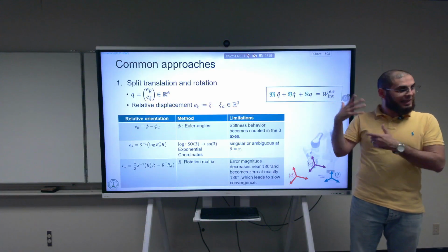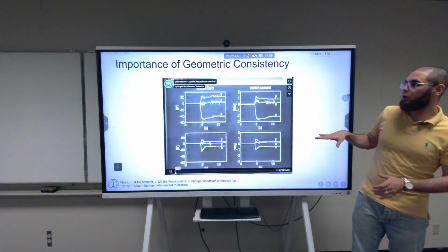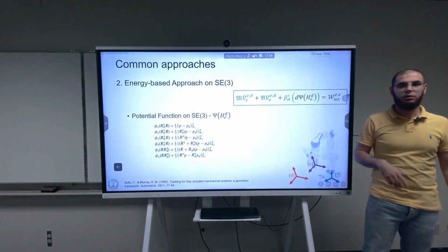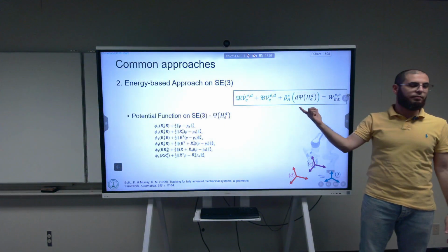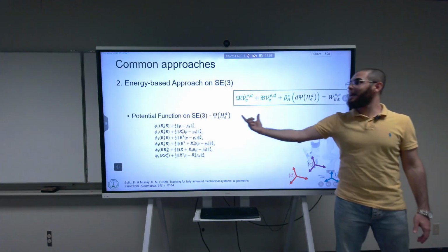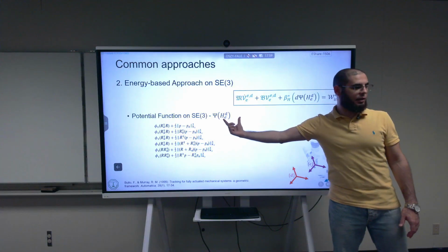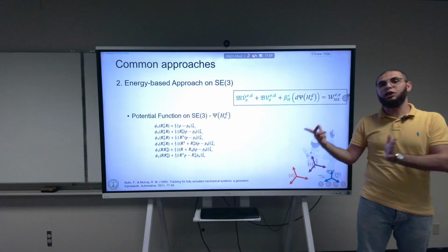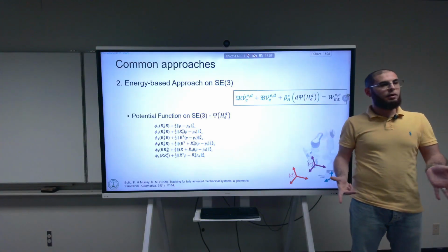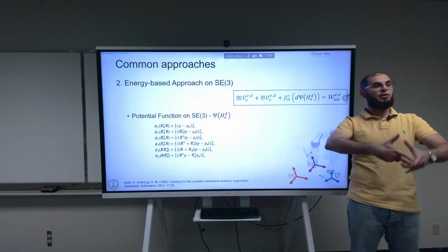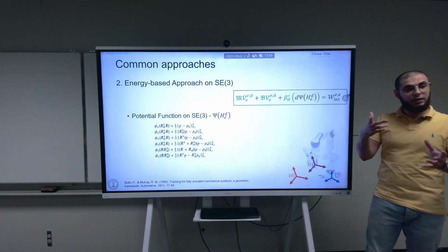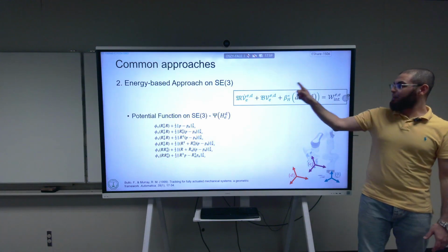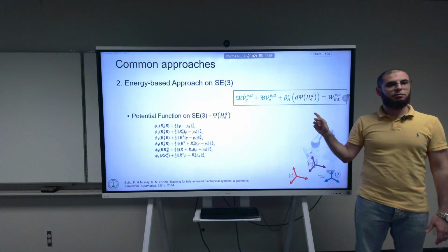Even in SE3, if you want to see a proper spring, you need to do it in an energy-based approach. And this is not something new, we've already done that. If we say that I have a potential function on SE3 that characterizes the difference between these two, then the rotation and translation will be coupled, and the spring force will be defined in a way that respects the geometry. Even the stiffness itself will be defined such that it respects that geometry. The spring force can be given by that expression, okay?